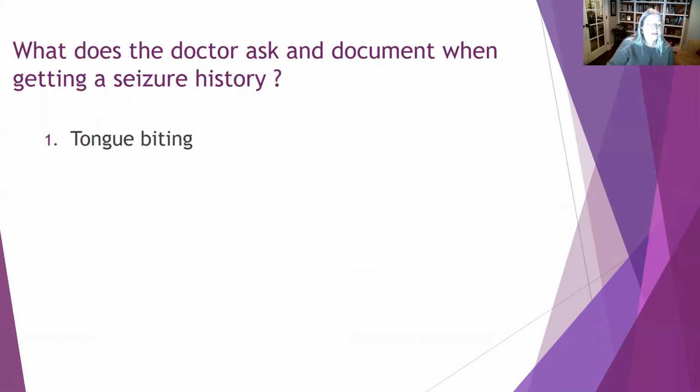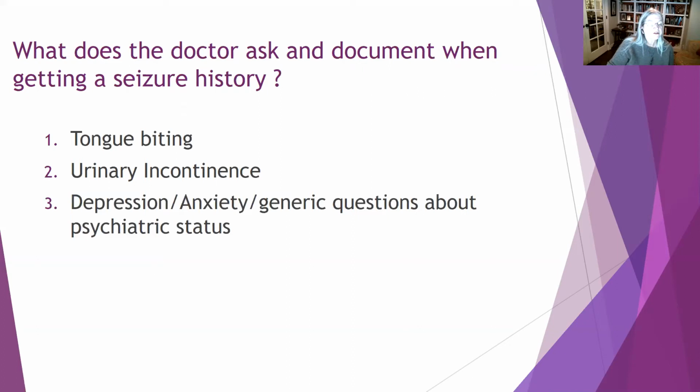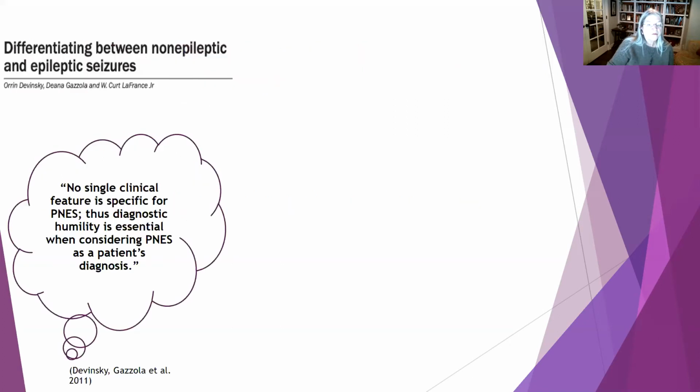And what we found is that they say, did you bite your tongue during your seizure? That's a very standard question. In fact, almost every single neurologist and even emergency room doctors will ask this question. Did you lose control of your urine is another question that's asked. And then third is, are you depressed or anxious? And generic questions about psychiatric status. Well, we aren't really taught as well as we should be about how to pursue that.